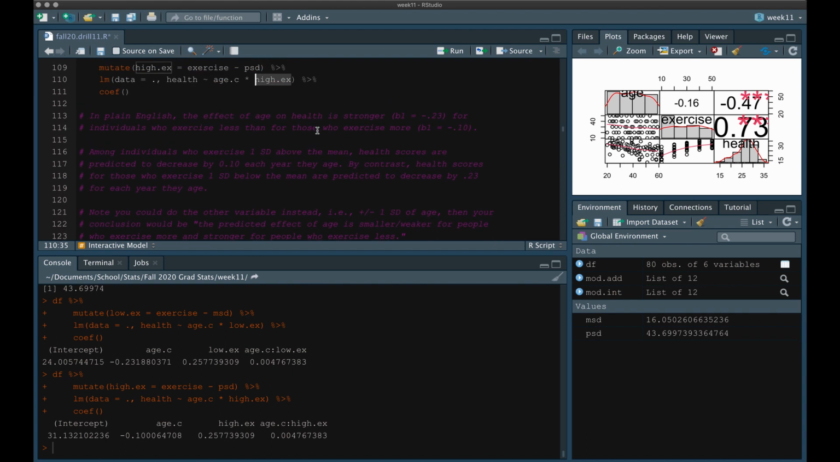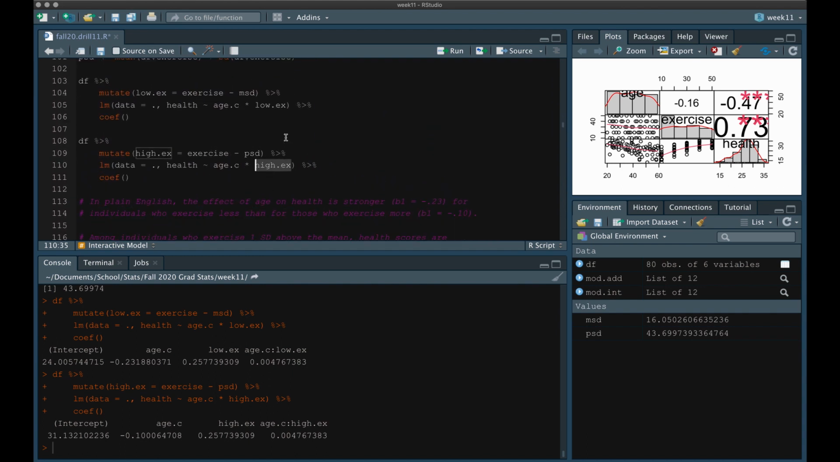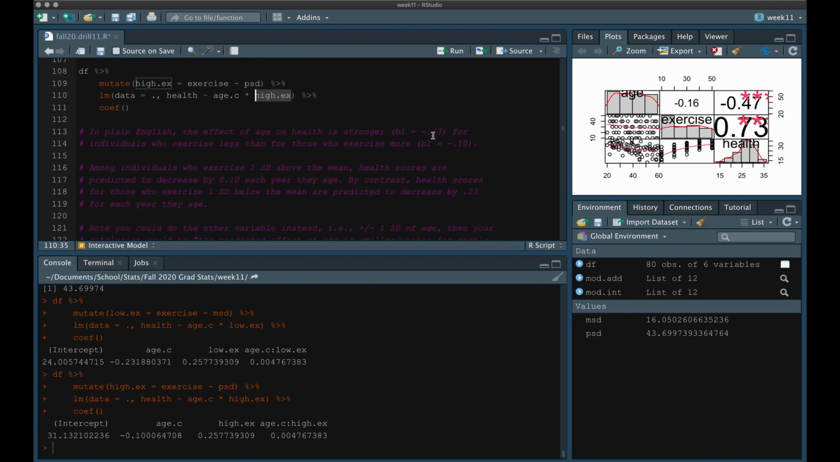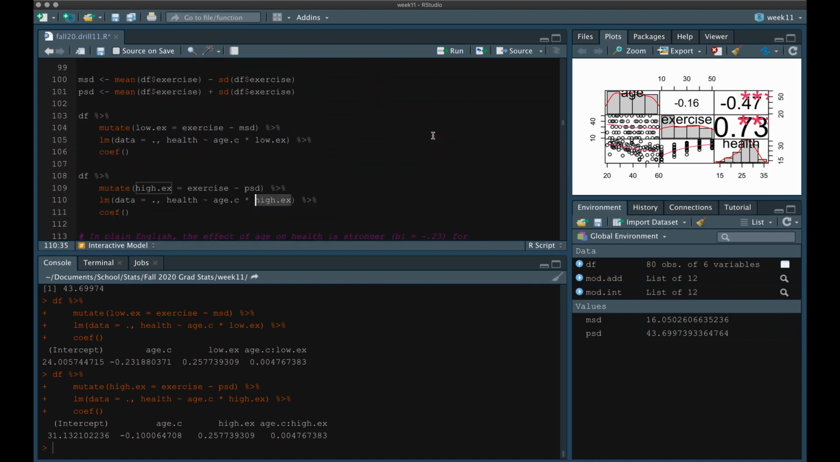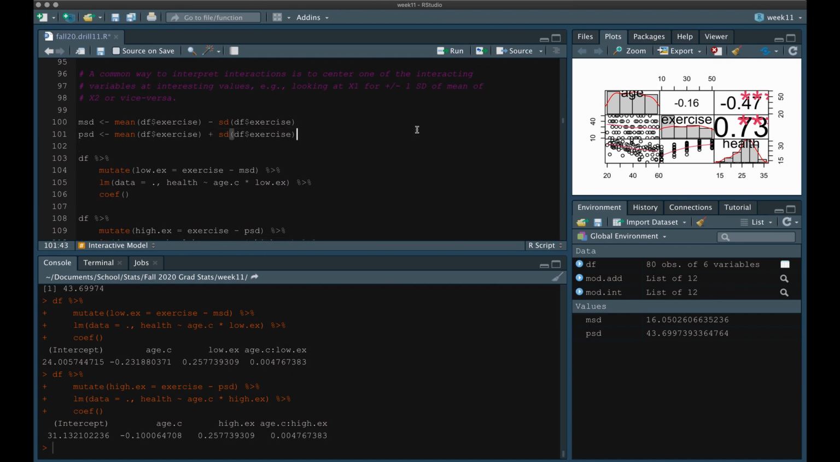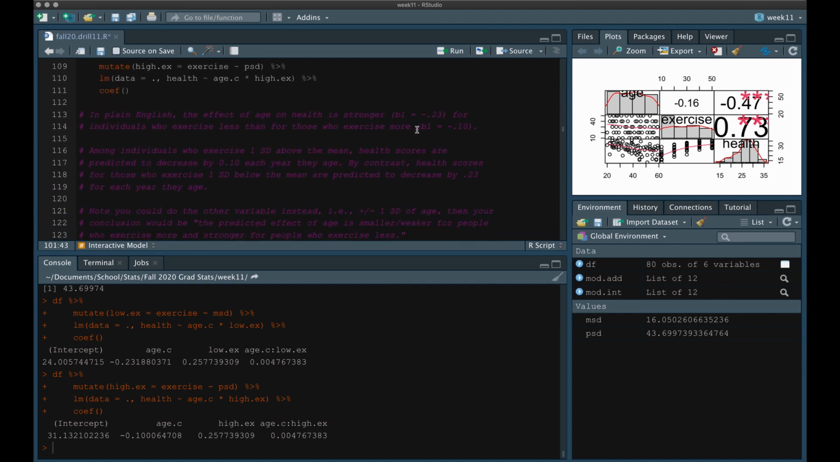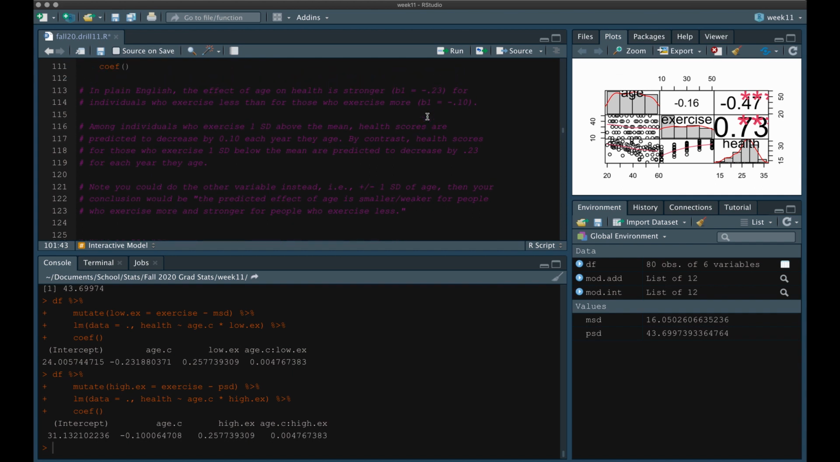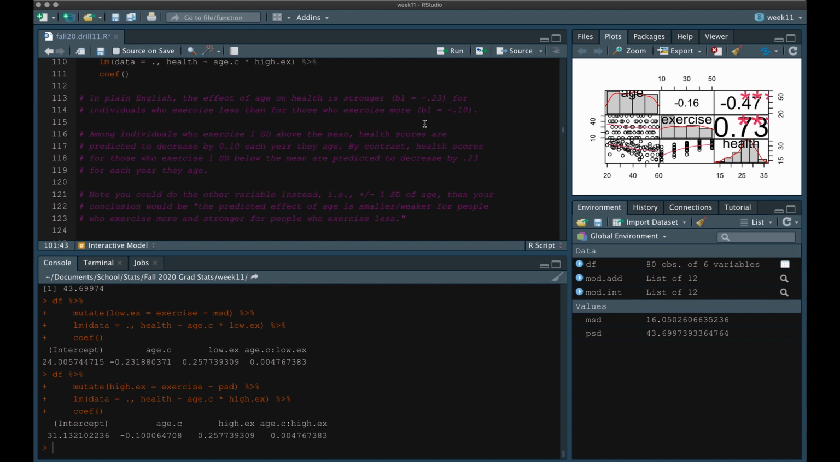If we had done that, then instead of our conclusion here, that the effect of age is stronger for people who exercise less than for those who exercise more, we would have done plus or minus a standard deviation of age and kept exercise centered. Then our conclusion would have been that the predicted effect of age is smaller and weaker for people who exercise more, and stronger for people who exercise less. So it's just flipping those around, but it works the other way.